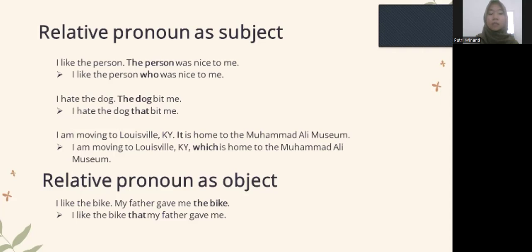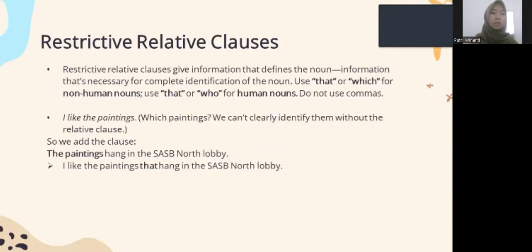Okay, next, relative pronoun as object. For example, I like the bag. My father gave me the bag. When combined, they become, I like the bag that my father gave me. Okay, restrictive relative clauses.